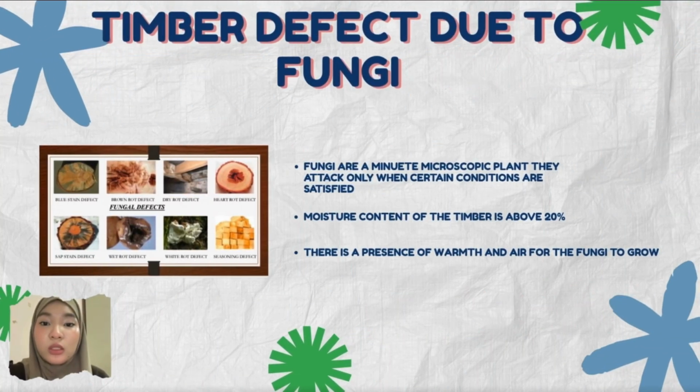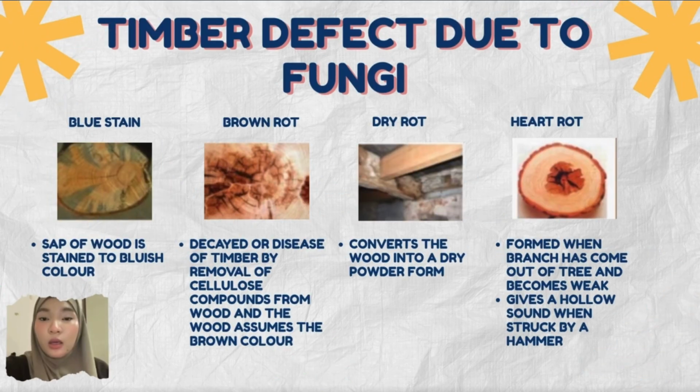Next, I will talk about the timber defects due to fungi. Fungi are minute microscopic plants that only attack when certain conditions are satisfied. The moisture content of the timber needs to be above 20%. Also, there must be warmth and air for the fungi to grow. There are 4 types of timber defects due to fungi, which are first, blue stain. Blue stain is named because the sap of the wood is stained a bluish color.